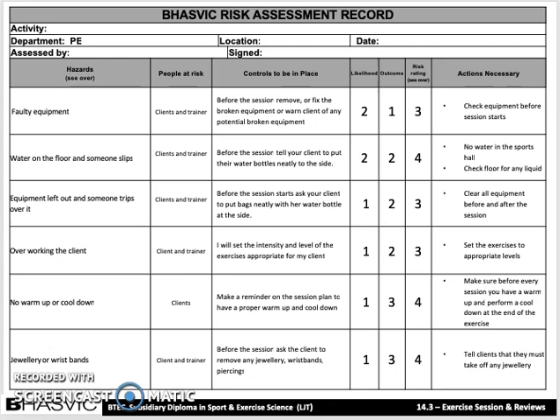Jewellery or wristbands. People at risk: client or trainers. Controls to be in place: before the session, ask the client to remove any jewellery, wristbands or piercings. Likelihood 1. Outcome 3. Risk rating 4. Actions necessary: tell clients that they must take off any jewellery.